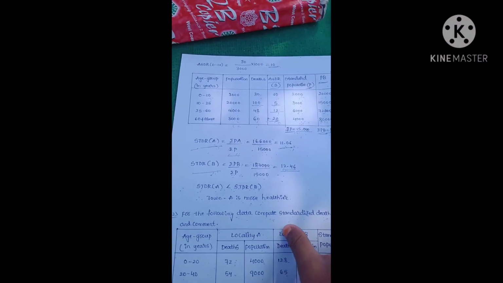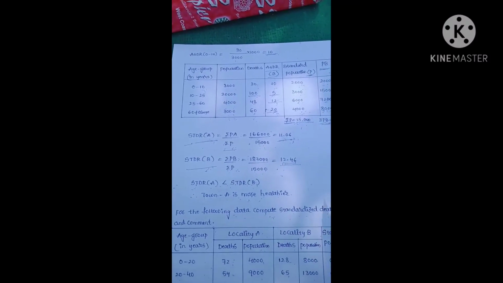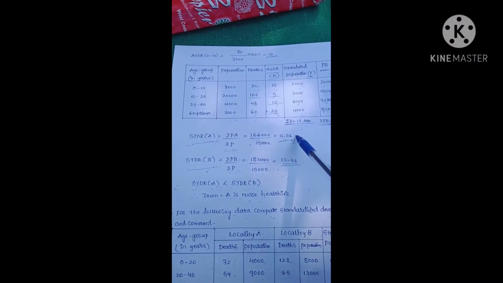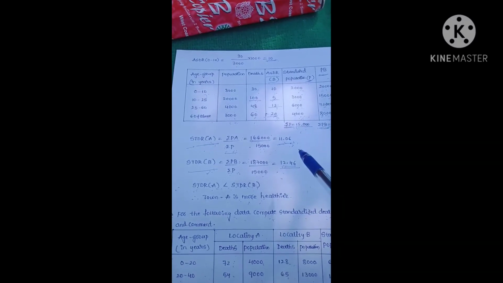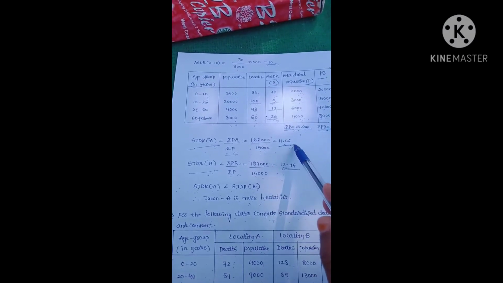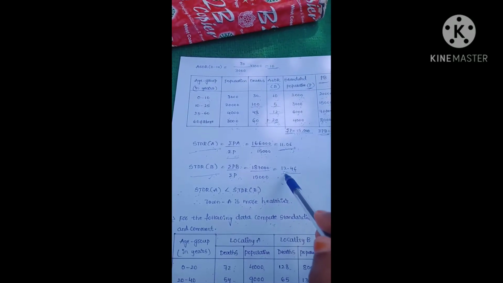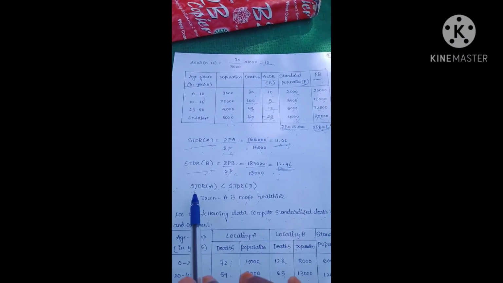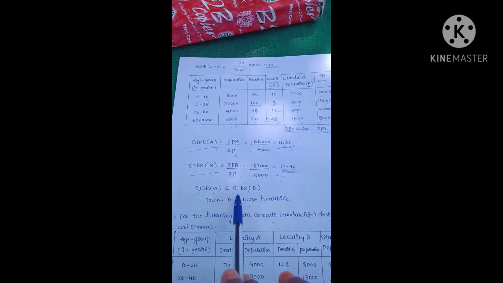What is the second question here? Which town is healthier? How do we find which town is healthier? First we have to observe these two values. Which one is the minimum? 11.06 is the lowest value compared to town B. That's why STDR A value is less than STDR B.